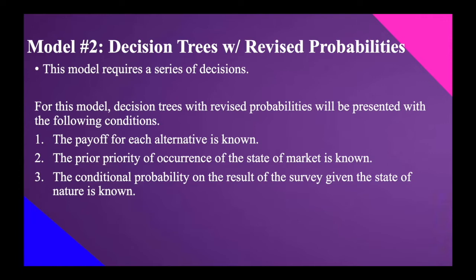And for the third condition, the conditional probability on the result of the survey given the state of nature is known. That's why I have said before that conditional probability is somehow related to revised probabilities. Later on, you will appreciate the relationship of these two models quantitatively, no, sa ating solutions. Okay? So, lastly, as part of our condition for the fourth one, the cost of the sample information is known. Now, what is this cost of sample information? I will definitely define it later, no, and anong relationship niya sa pagbuo ng decision trees natin with revised probabilities.